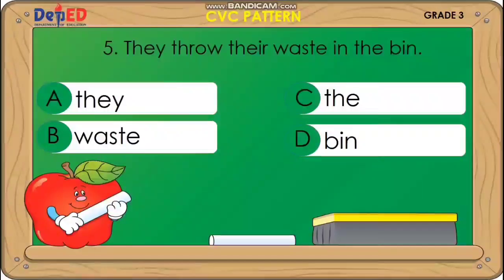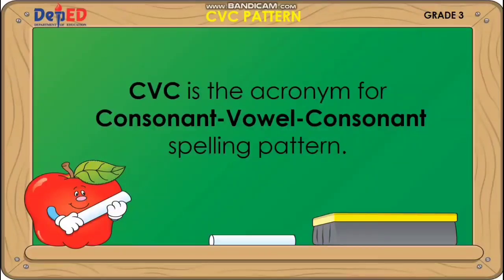Last sentence. They throw their waste in the bin. What is the CVC word used in the sentence? A. They. B. Waste. C. The. And D. Bin. Very good. The answer is D. Bin. Once again, class, CVC is the acronym for consonant, vowel, consonant spelling pattern.